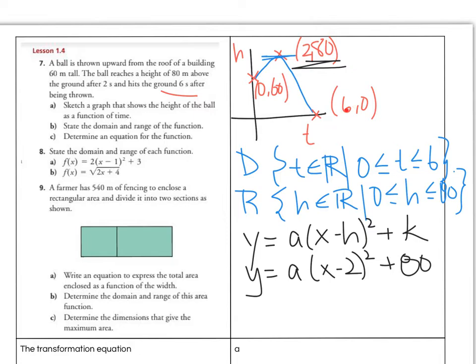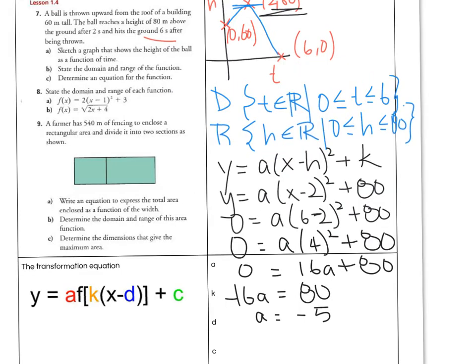So 6 is an x value or a t value, and 0 is a y value or an h value. So I'm going to put in 0 equals. I followed through on the calculations. I put in the 6 for x and the 0 for y, and when I ran through, I ended up with a equals negative 5. It makes sense that it's negative because it is an unhappy parabola, and then the stretch would be 5. So then we would just take this negative 5 and put it back in this equation here. And then you'd be done.